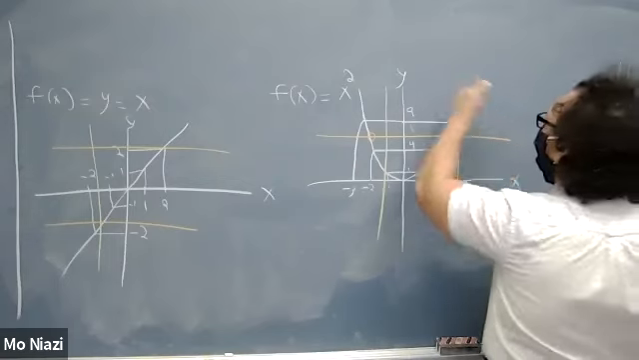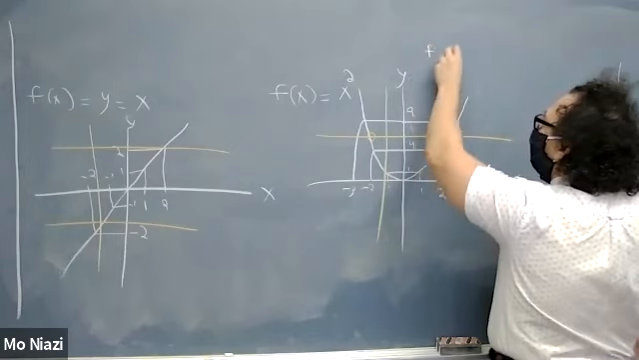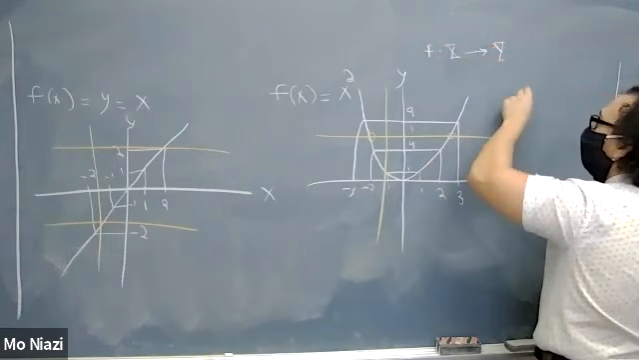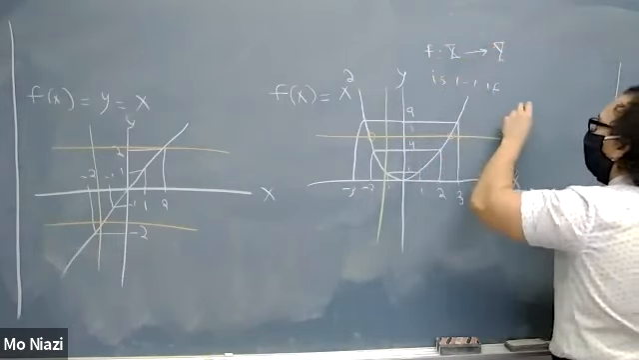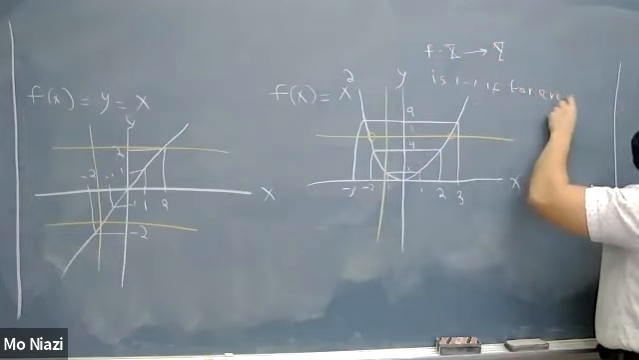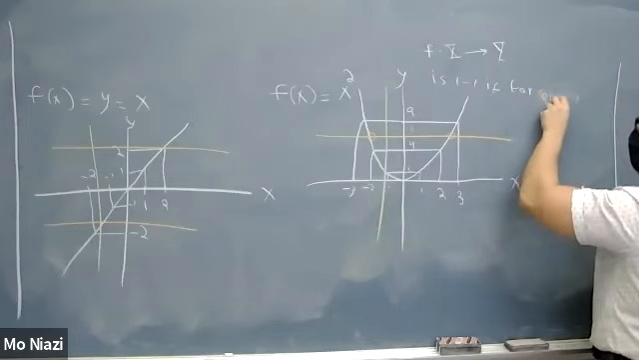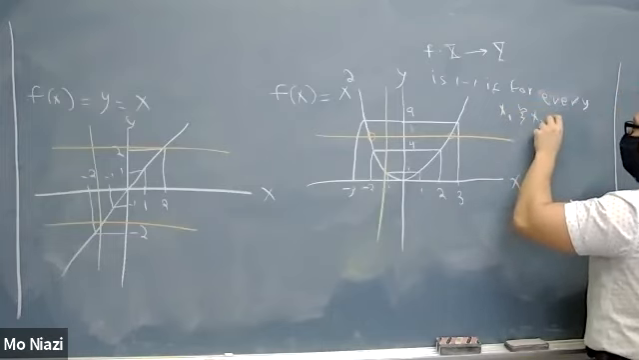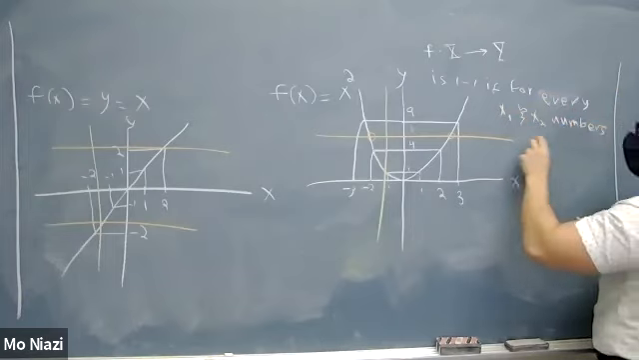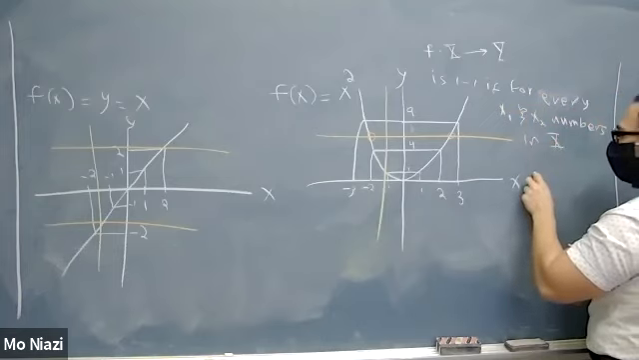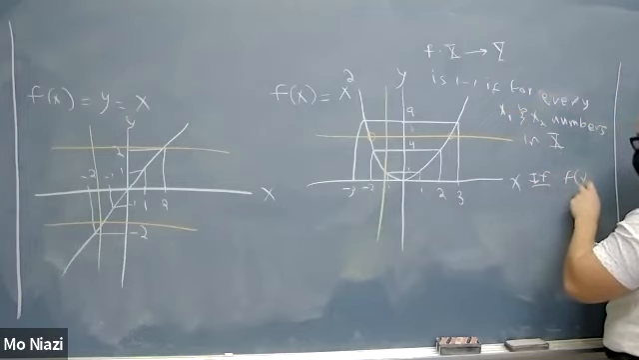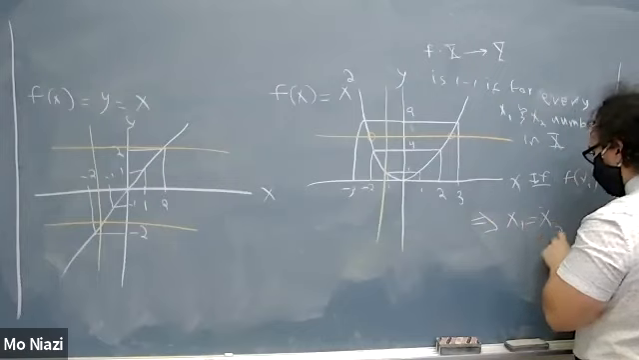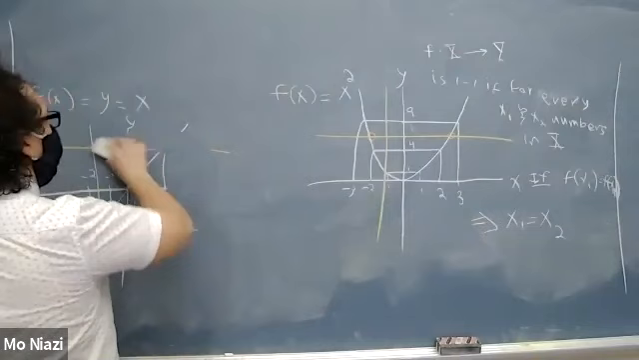So in words, remember, a function f, if it maps some x to some y, is one-to-one if for every x1 and x2, let's say numbers, here's the condition: if f of x1 equals f of x2, this implies that x1 must be x2. Let's use that definition to prove that this parabola x squared is not one-to-one.